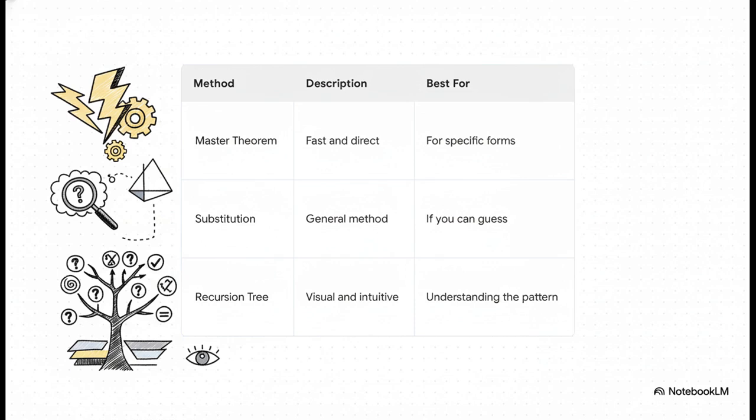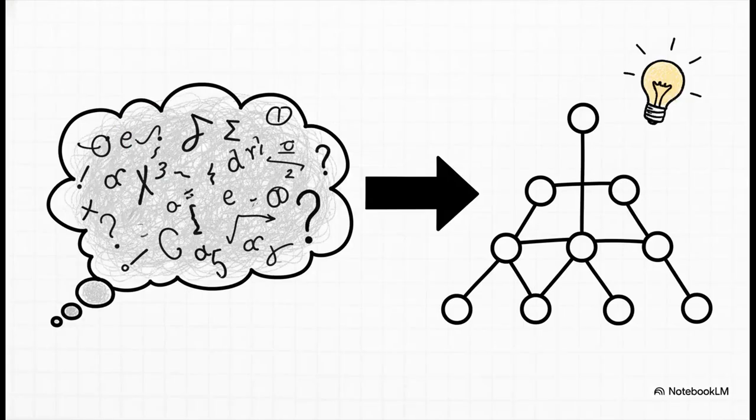But the recursion tree method, that's your discovery tool. That's for when you don't know the answer. It's how you build your intuition and actually find the pattern in the first place. And really, that's the main takeaway. The power of the recursion tree method is that it transforms abstract math into a concrete picture. It takes the complexity of an algorithm out of just formulas on a page and turns it into something you can actually see, explore, and most importantly, understand intuitively.